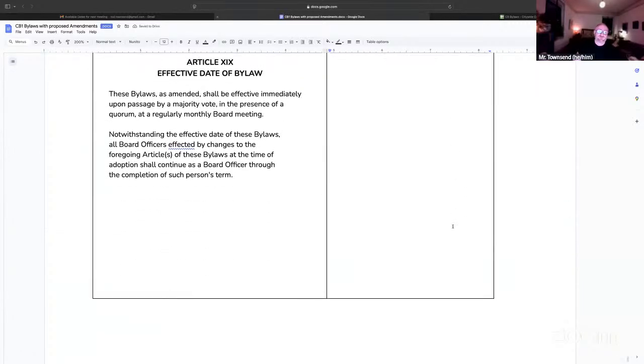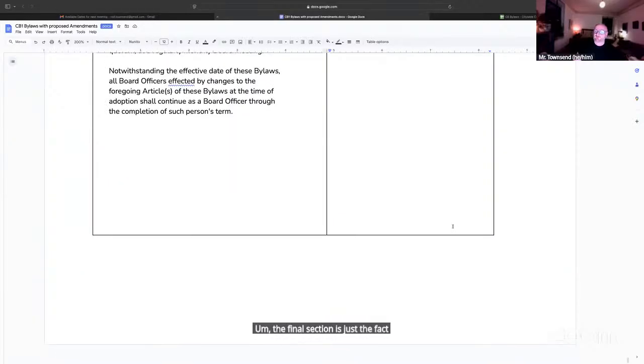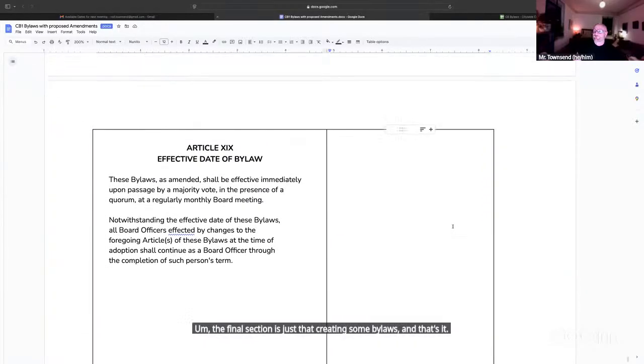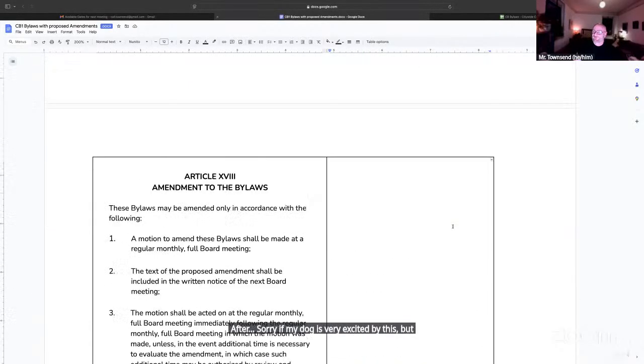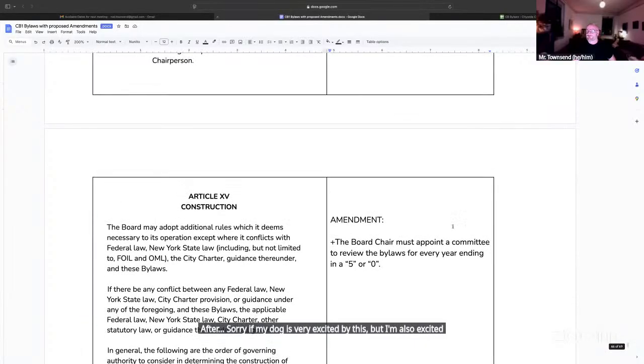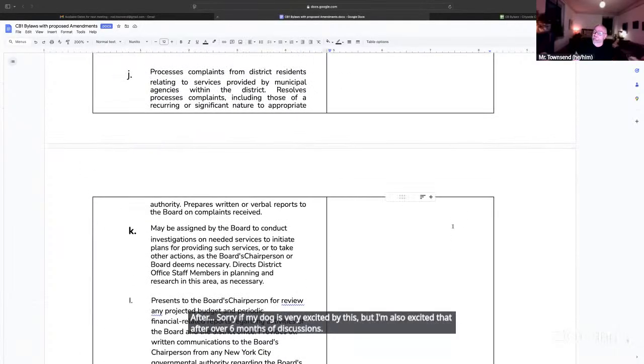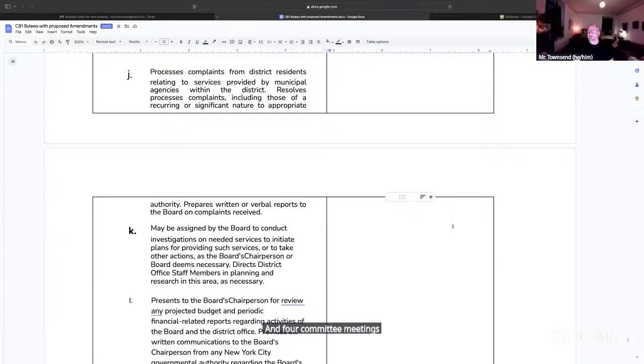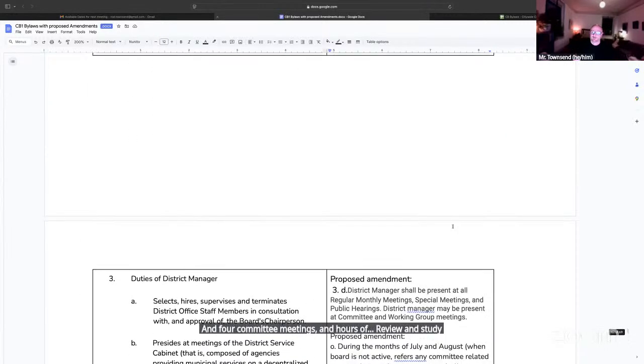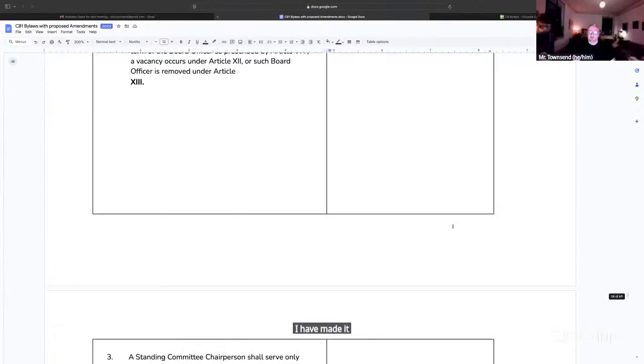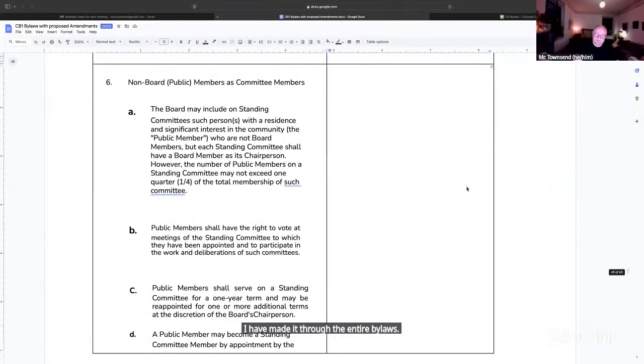The final section is just effective dates of bylaws, and that's it. Sorry if my dog is very excited by this, but I'm also excited that after over 6 months of discussions and 4 committee meetings and hours of review and study, we have made it through the entire bylaws. Thank you for the applause, the silent applause of emojis.